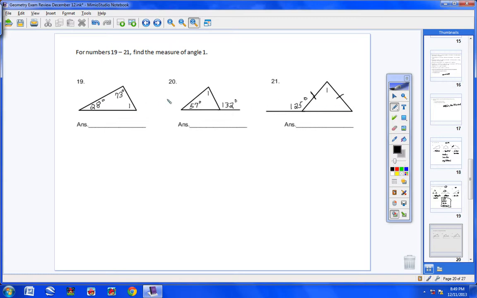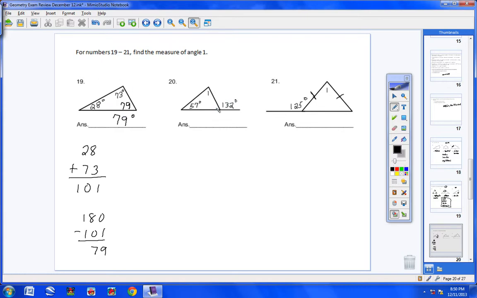Let's start over here. First of all, you know that all three angles inside of a triangle have to add up to 180. So if I take 28 plus 73, I get 101 degrees. Then if I take 180 and I subtract 101 degrees, I'm left with 79. So this angle right here, angle number 1, has to be 79 degrees. Okay, all three angles inside of a triangle have to add up to 180.